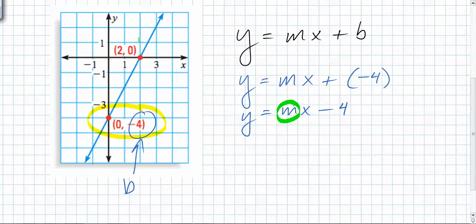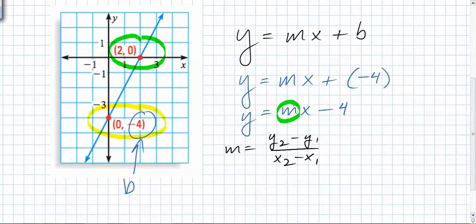To find the m value, we're going to use 2 points, and we have 2, 0, and 0, -4. Remember that slope is equal to y2 minus y1 over x2 minus x1. In this case, let's make this one x2, y2, and we'll make this point right here x1, y1. So if we fill in the blanks, y2 is going to be 0, and y1 is going to be -4. Make sure you have minus the negative there. And then you're going to have x2, which is 2, and you're going to subtract 0.